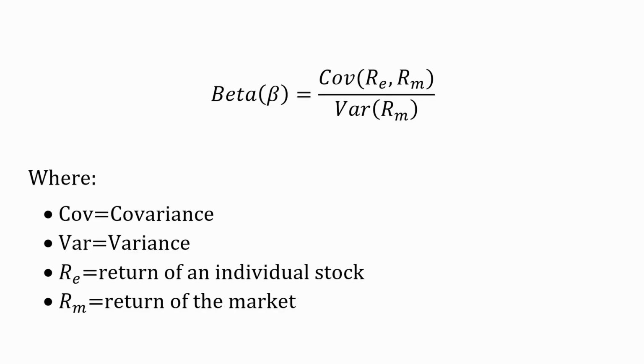Well, as is the case with most financial indicators, you can very easily find a company's beta in its stock summary. However, I do feel it's important to have an understanding of where the number comes from. The calculation for beta is dividing the covariance of the return of an individual stock and the return of the market by the variance of the return of the market.